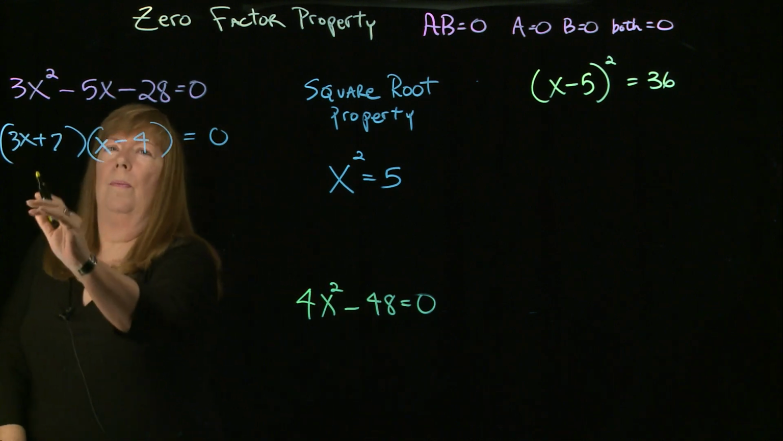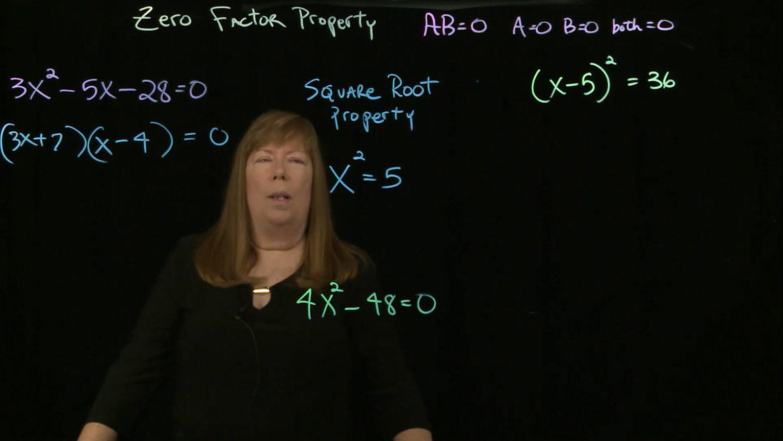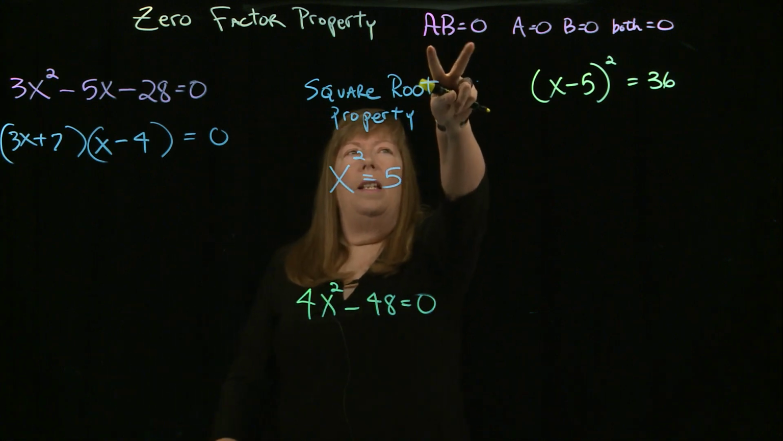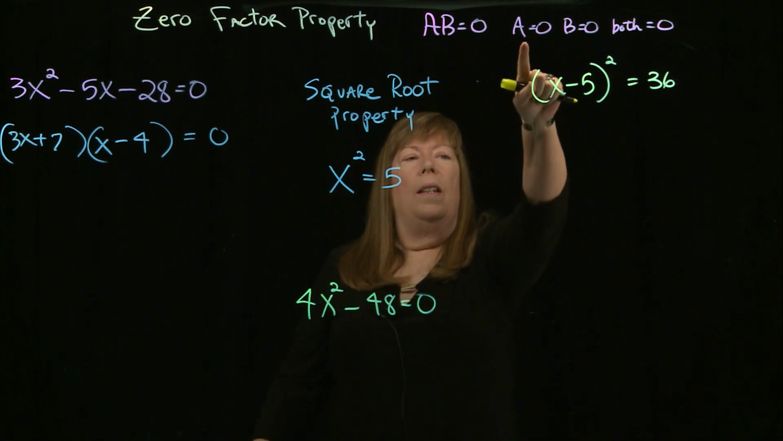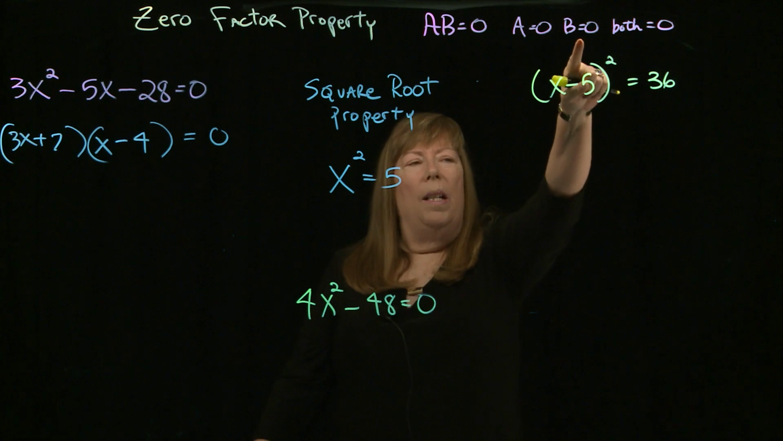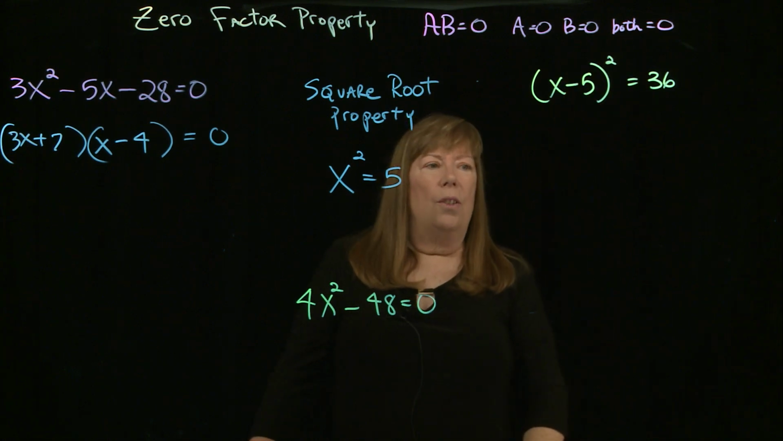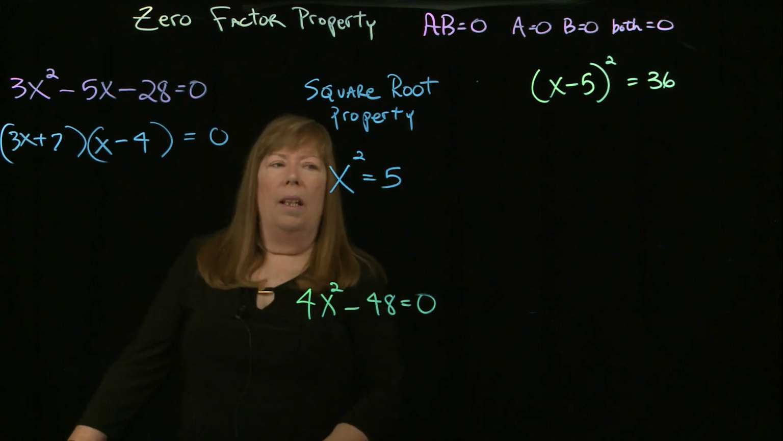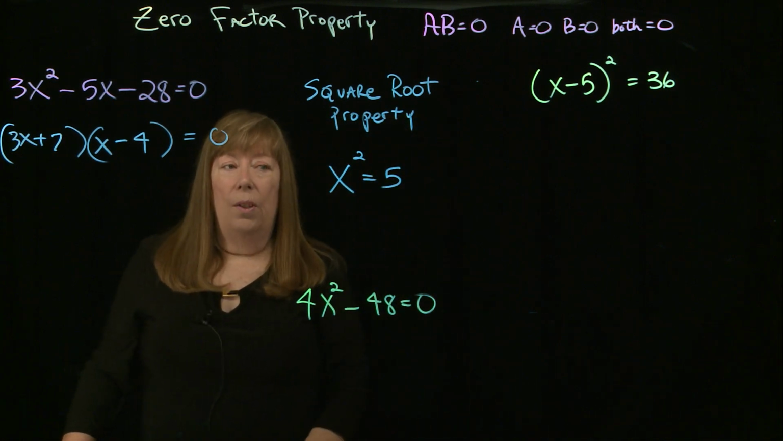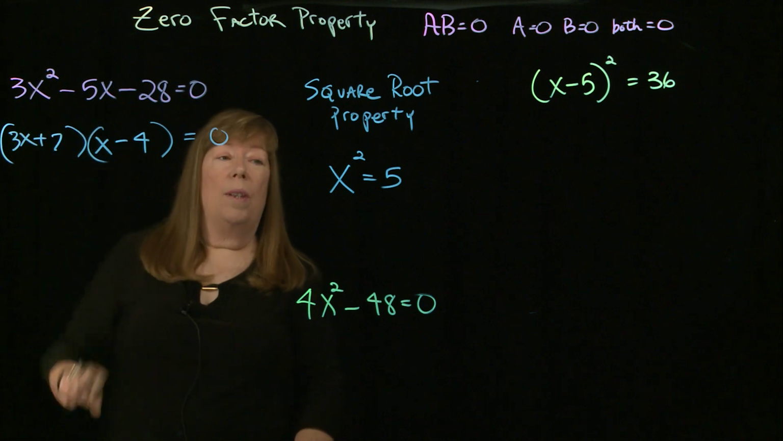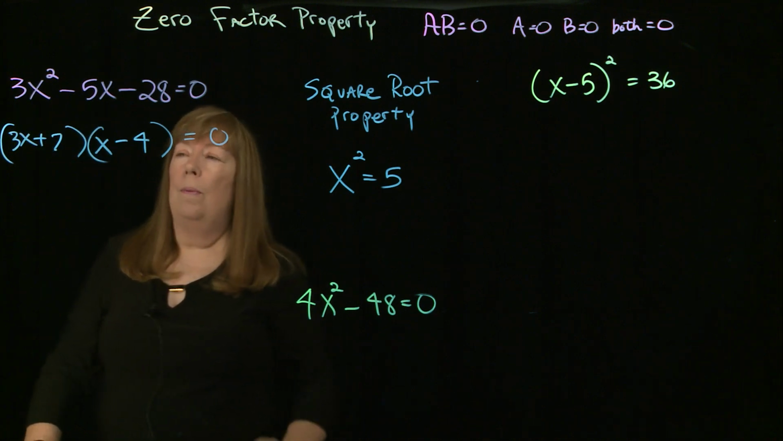And let's move on. The zero factor property basically says that if a times b equals 0, then either a is 0, or b is 0, or both are 0. We're going to use that to solve this equation. Being a quadratic, it's going to have two answers. That's what we expect, right? We started off with an x squared, so we're going to have two answers.